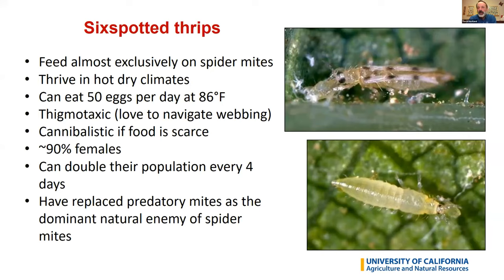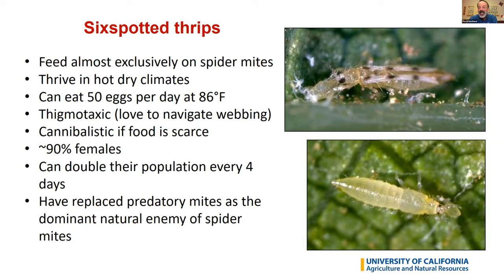Another cool thing about them is if they run out of mites to eat, they'll actually eat each other. They are cannibalistic to a certain extent, which allows them to survive when there's not as many spider mites for them to feed on. Now, the population from all the studies we've done is about 90% female, which is bigger because the females are larger than the males, which means they eat more. And of course, they're trying to produce eggs. So they eat more for that reason too, that they're trying to breed and have offspring.